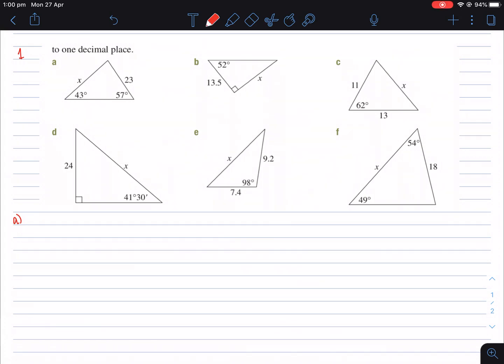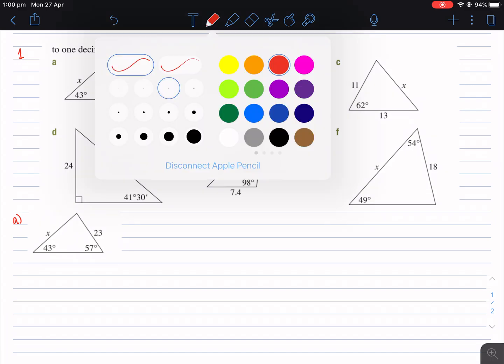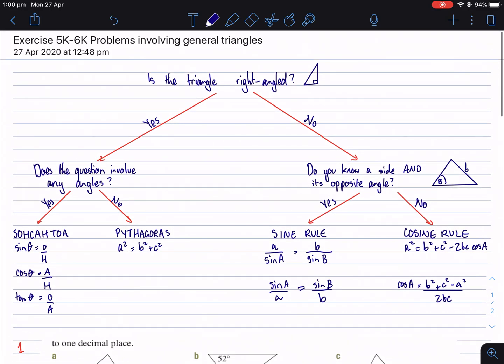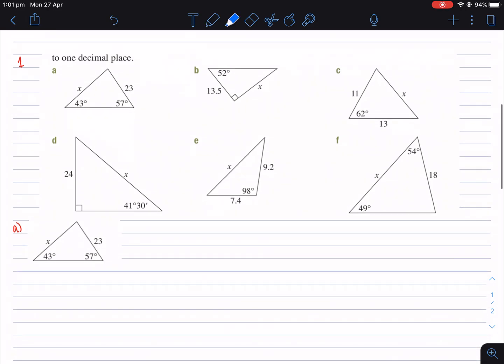All right, I've asked you to do all of questions 1 and 2 because they're the kind of real meat of this chapter. You're given a whole bunch of triangles and they're all kind of different and you're trying to figure out which strategy to use each time. So if we have a look at question 1a, firstly, no, it's not a right angle triangle. So we're on the right hand side of the flowchart. Do we know a side and its opposite angle? There's a side and there's its opposite angle. Yes, we do. So we're going to use sine rule.